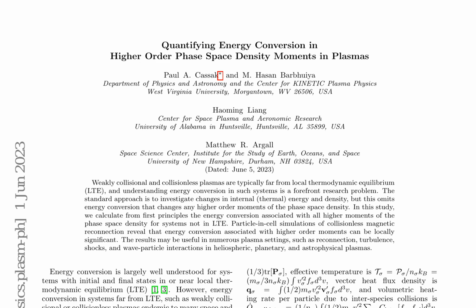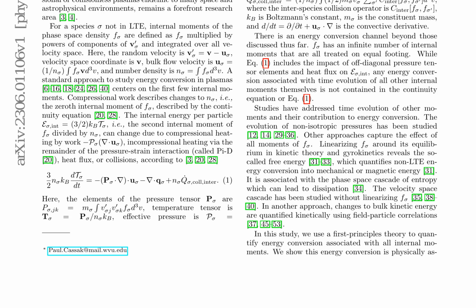The traditional approach, described by the equation for the time evolution of internal energy per particle, accounts for compressional work, incompressional heating, heat flux, and collisions. However, it fails to capture energy conversion related to the time evolution of non-isotropic pressures, free energy, and velocity space cascades, which are crucial for understanding energy conversion in plasmas far from LTE.